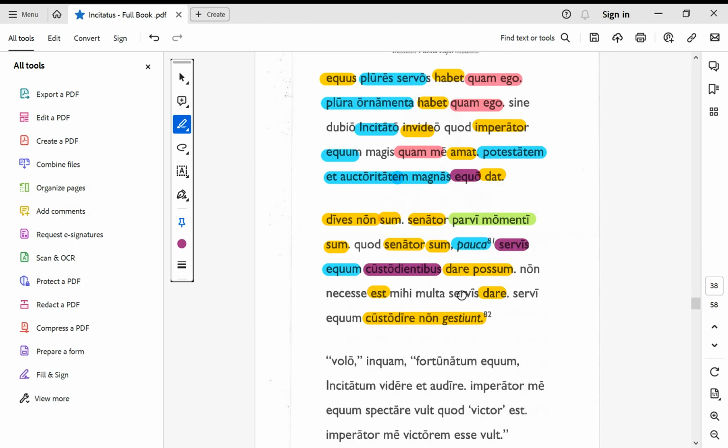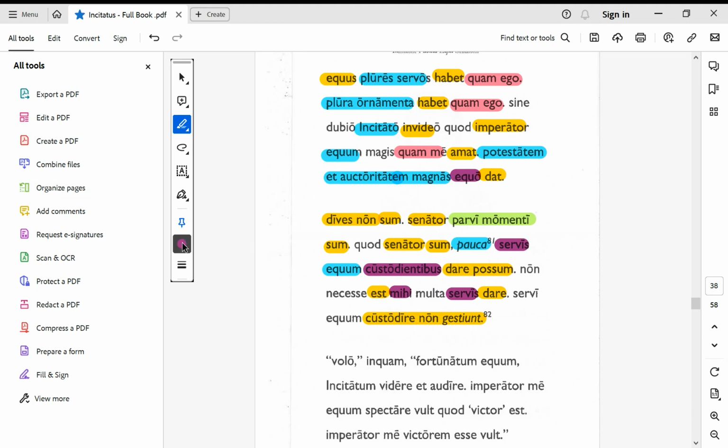Then we have a different type of sentence here, which you see a lot, but hopefully you may not remember. Non necesse est mihi multa servis dare. This literally means not necessary, it is for me, or it is not necessary for me. Or you could say in simpler English, I don't need. It is not necessary for me to give multa servis. So servis here, dative, to the servants, mihi, for me. Necesse is just an adverb. It is not necessary for me to give.